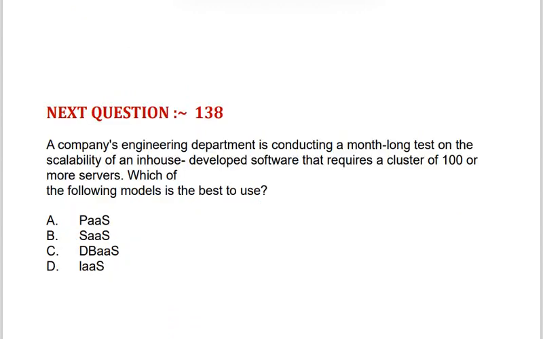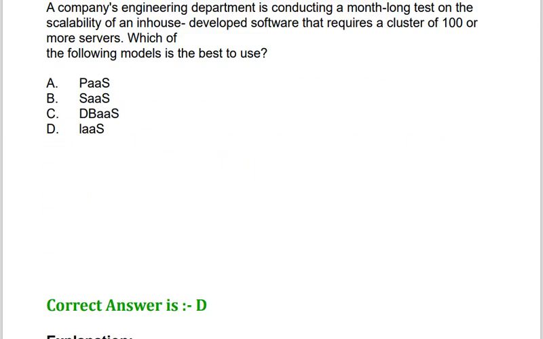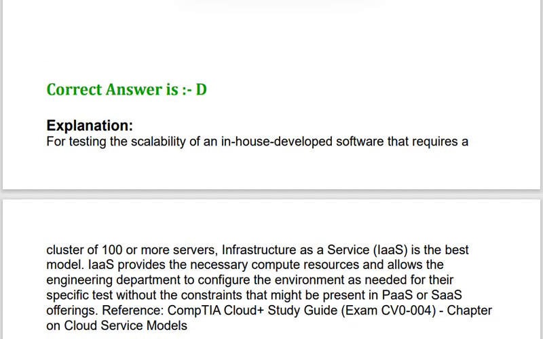Question is, a company's engineering department is conducting a month-long test on the scalability of in-house developed software that requires a cluster of 100 or more servers. Which of the following models is the best to use? Option A, PaaS. Option B, SaaS. Option C, DBaaS. Option D, IaaS. Correct answer is option D.